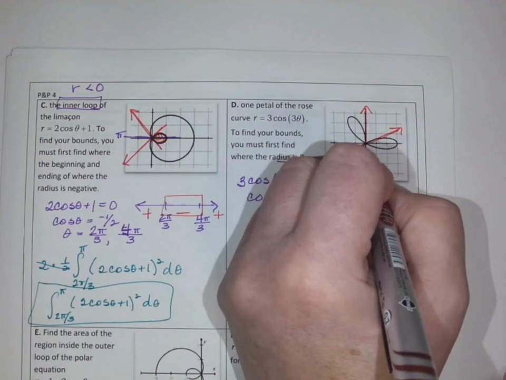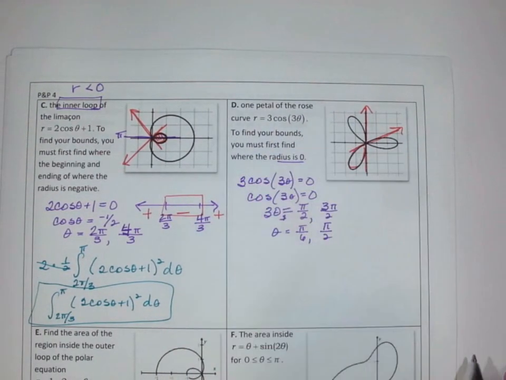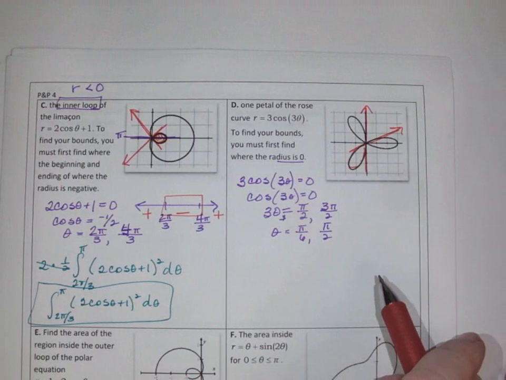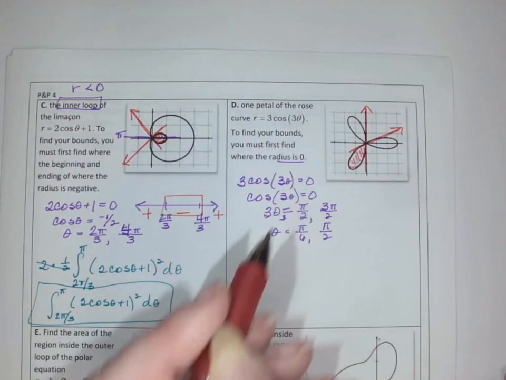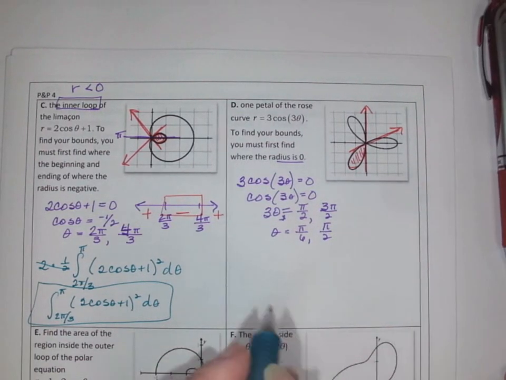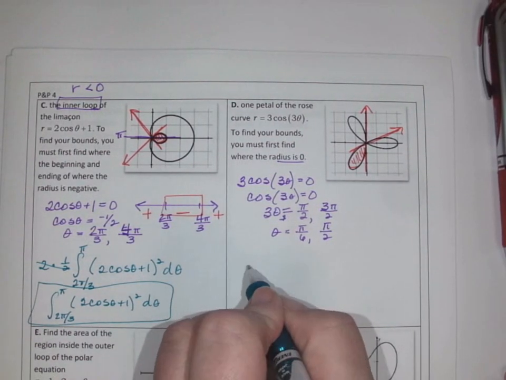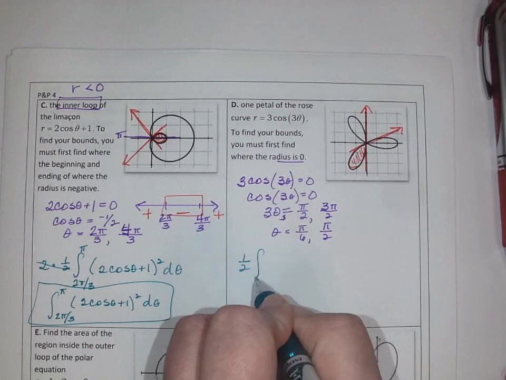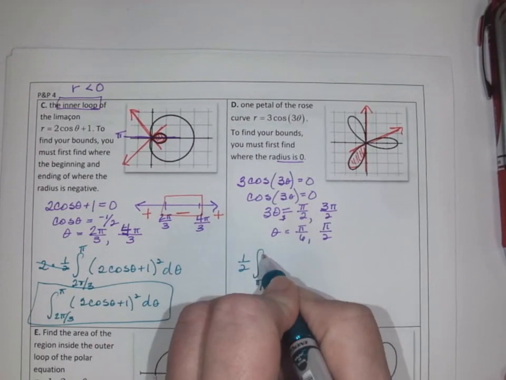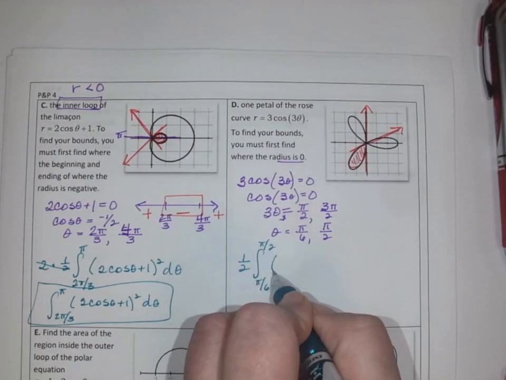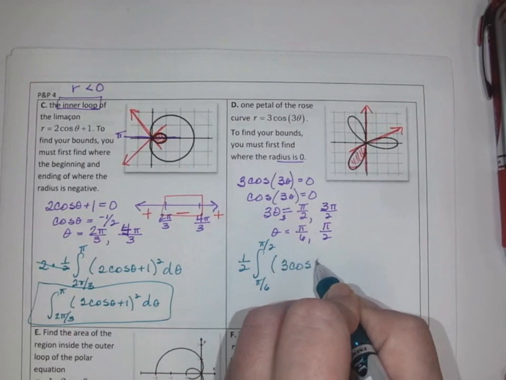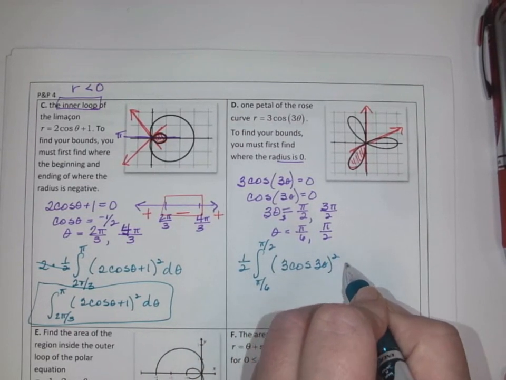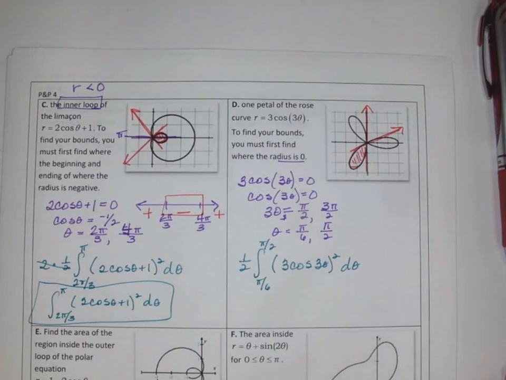What we end up doing is tracing out this petal. It doesn't matter which petal we're using because they're all equal. So we're going to be using this petal right here. To find my area, and I'm not going to do symmetry on this one, it's going to be 1/2 the integral from pi over 6 to pi over 2 of our formula, 3 cosine 3 theta squared d theta.